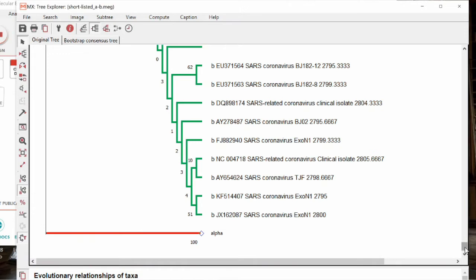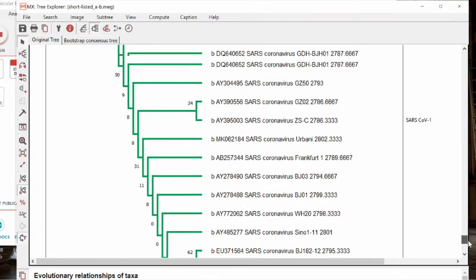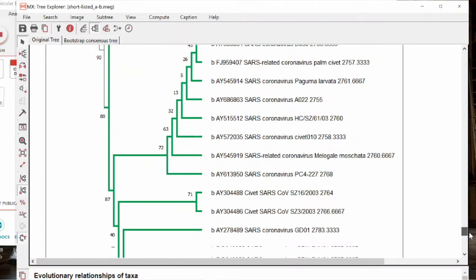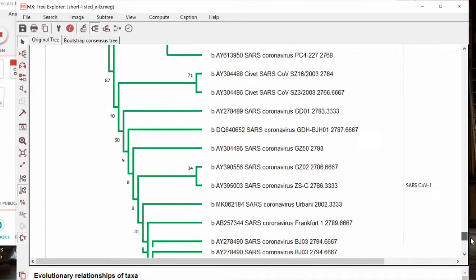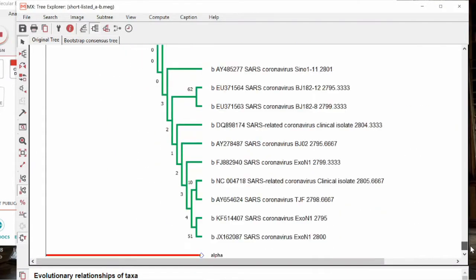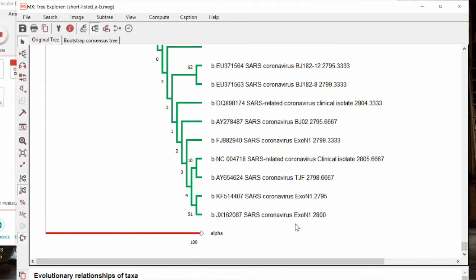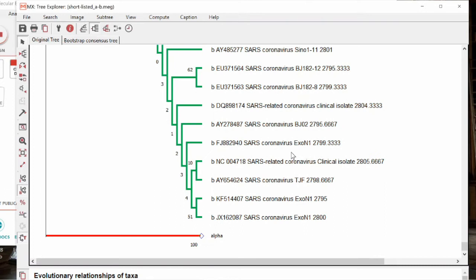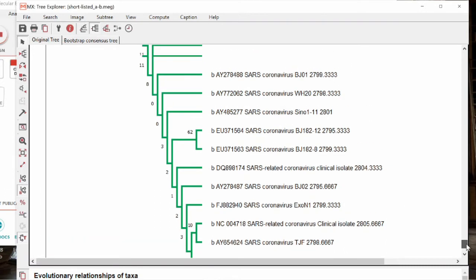So now let's move on. And then we have a green plate in here. And what is inside the green? So we have SARS-1 coronaviruses. We have a variety of them.